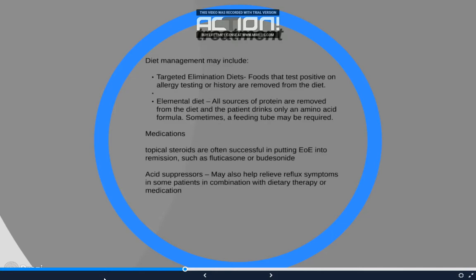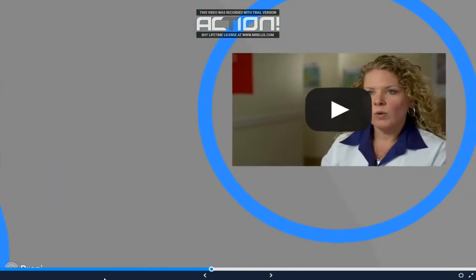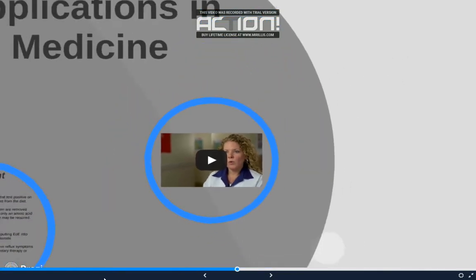Medication. Topical steroids are often successful in putting EOE in remission, such as fluticasone and budesonide. Acid suppressors may also relieve reflux symptoms in some patients, in combination with dietary therapy or medication. Now we pass to a video.